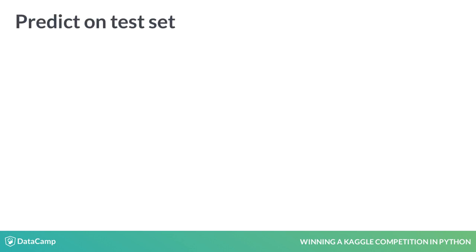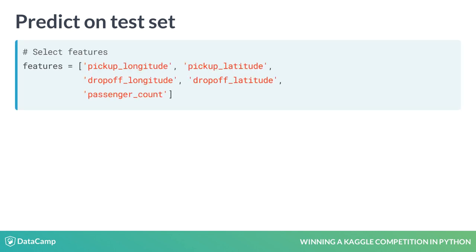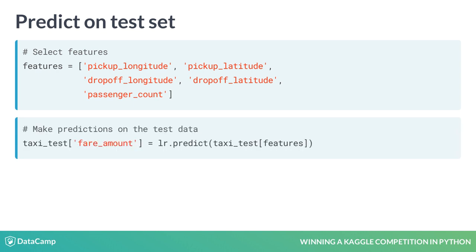After we have trained a model, the next step is to make predictions on the test set. Select the set of columns the model has been trained on. Then, take the fitted linear regression object built in the previous slide and predict the fare amount. The prediction results will be stored in a new fare amount column.